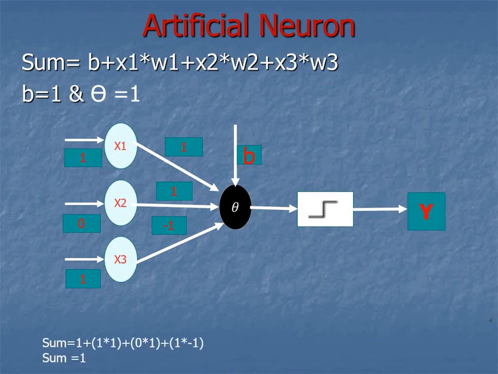When we perform the operation with the given values, the sum is equal to 1 plus 1 into 1 plus 0 into 1 plus 1 into minus 1, which gives the value of 1. We have set the threshold as 1. Now we have to check: if the sum is greater than or equal to the threshold theta, then the output is 1, else it is 0. Here we have got the value 1, and 1 is greater than or equal to 1, so the condition is true. So the output we have got is 1. So this is the fundamental concept of the artificial neuron.